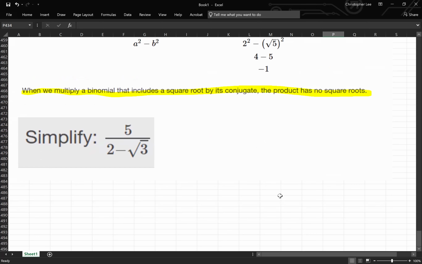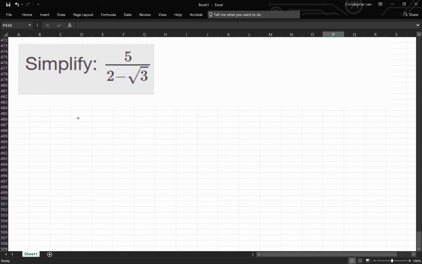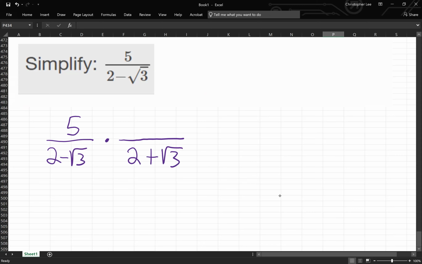Check it out. So let's say I have 5 over 2 minus square root 3. Now, I have a problem. I have a radical in my denominator, so I have to rationalize this. So I'm going to multiply this by what? Not that. The conjugate, the opposite, which is what? Right, so 2 plus the square root of 3. That's the opposite, right? But what you do to the bottom, you gotta do to the top.